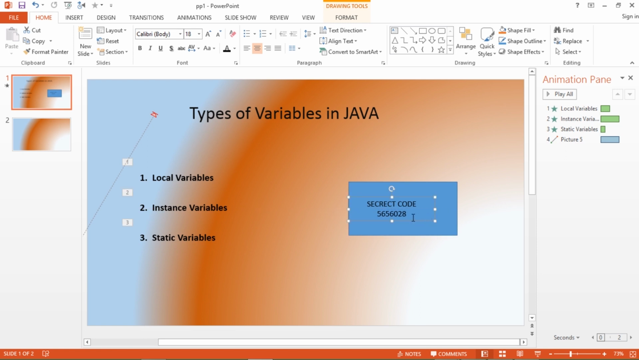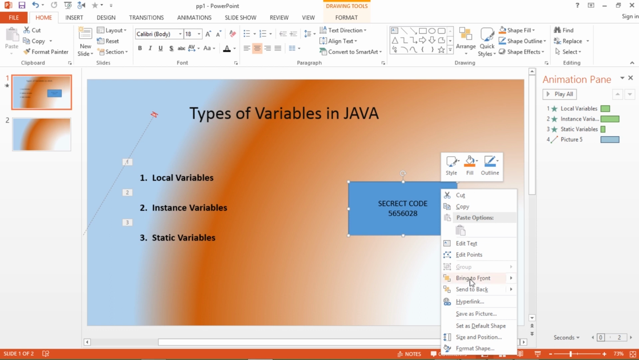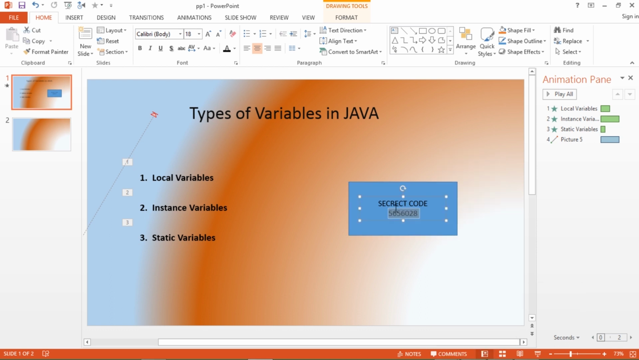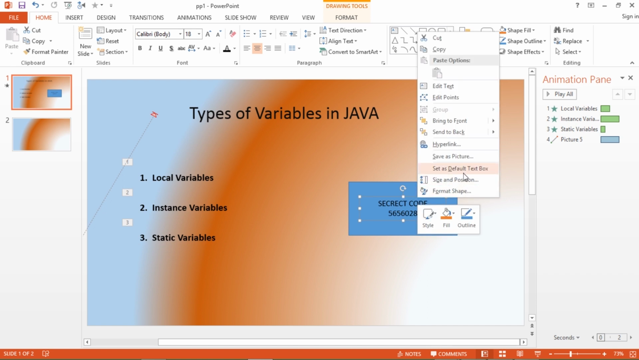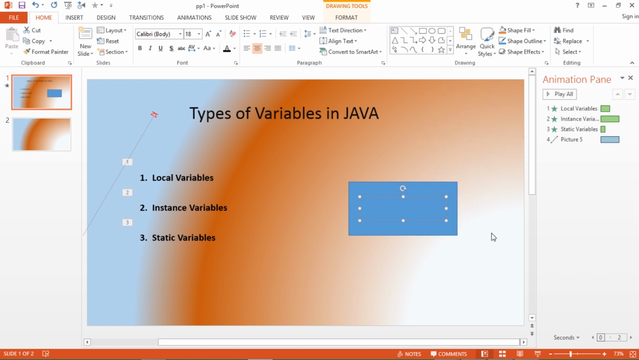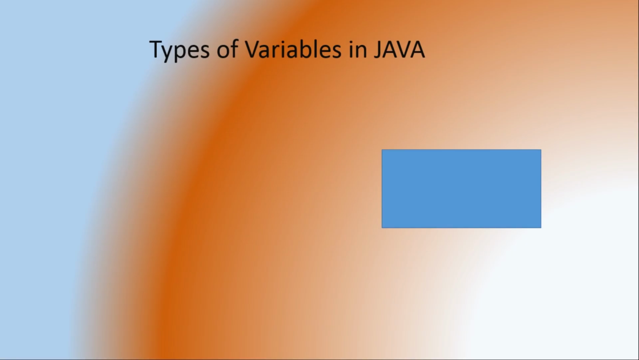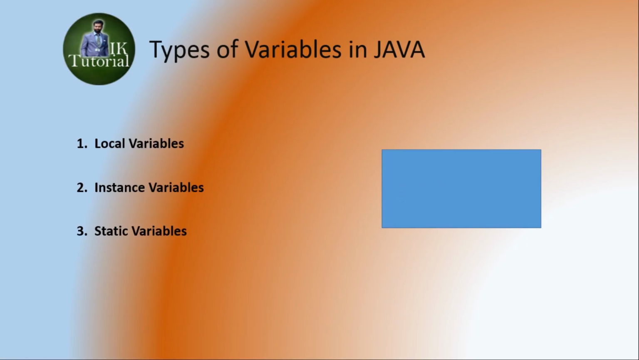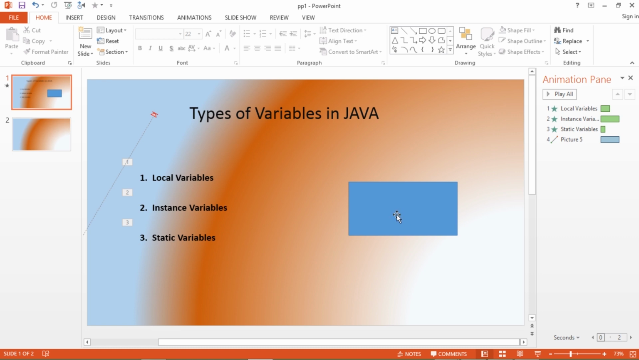Now what I'll do is send this to back. This thing I'll select, right click and click on send to back. Once you click on send to back, you will not be able to see this. Currently I have not added any animation. Let me show this slideshow. Now once I click, this box should disappear, and I should see the secret code which is behind that.